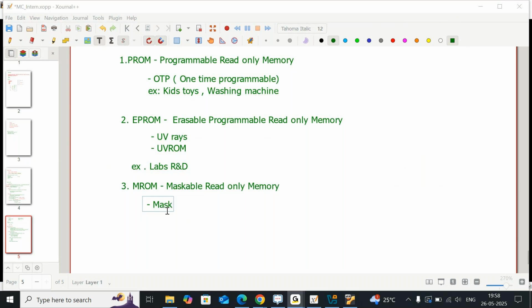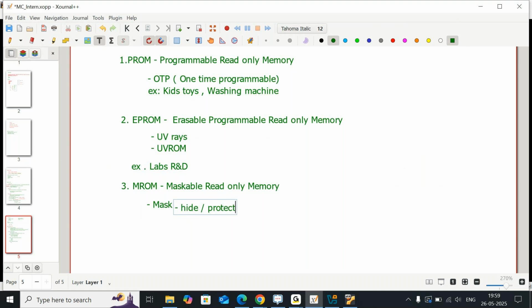What do you mean by mask? No idea. Protected, hide, covering, good. Programmed during manufacturing, exactly. Hide, you can say hide our product. So this type of ROM is used to protect or cover or hide some information.